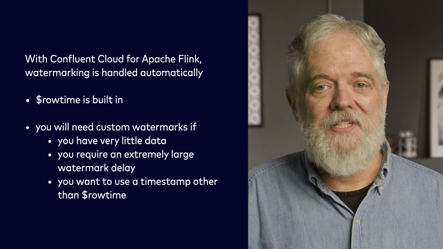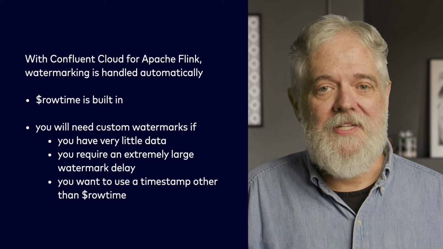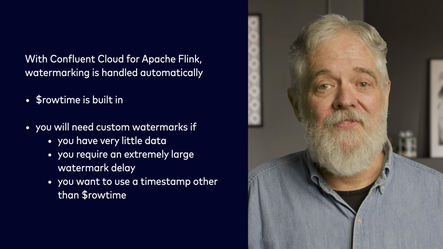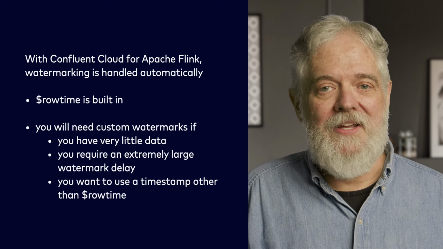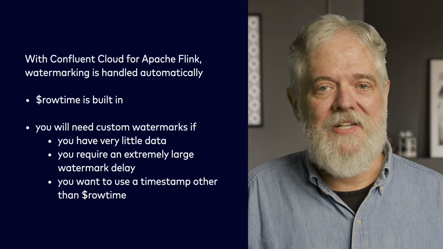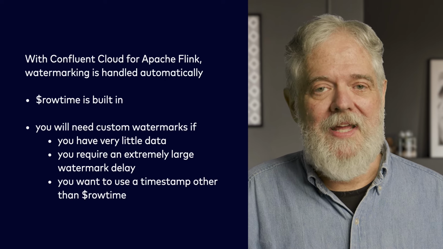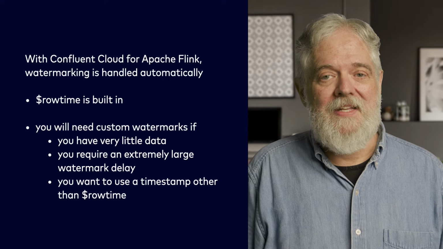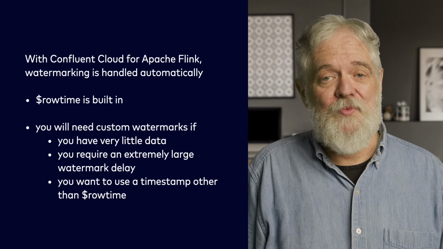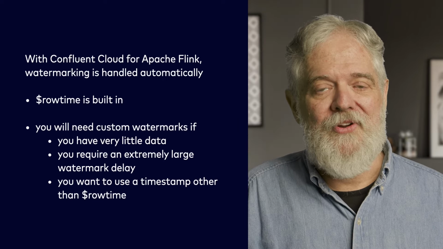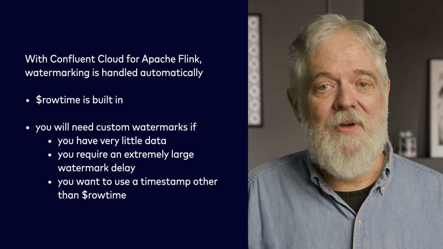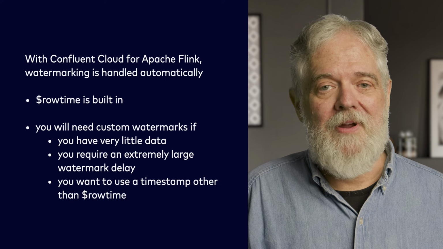In certain unusual situations, you will need to provide your own custom watermarks. First, if you have so little data that Confluent Cloud's default watermark strategy doesn't have enough information to determine an appropriate watermark delay. Second, if you require an extremely large watermark delay. And third, if you want to use a timestamp other than $rowtime for your watermarking.